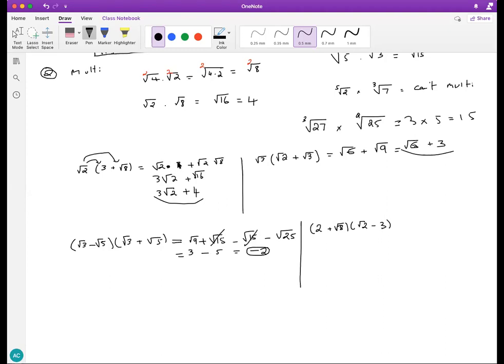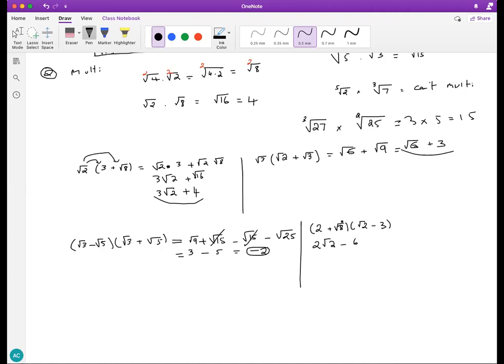Remember the whole number or the integer, bring it to the front of the radical. You can't multiply 2 and 3 here, because this one does not have a radical. Same thing here, it's 2 radical 2. Basically, just write them next to each other with an invisible multiplication. Then 2 times negative 3, that's negative 6.